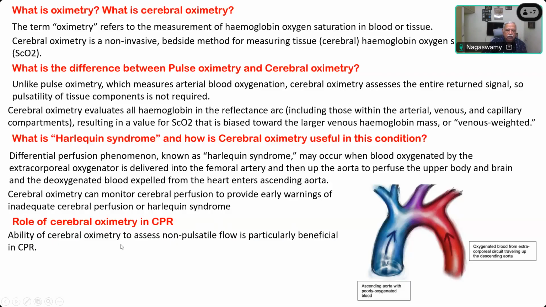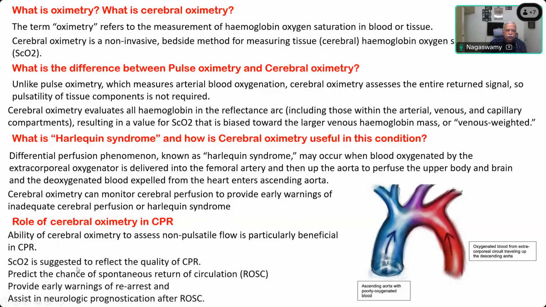So the ScO2 is suggested to reflect the quality of CPR, predict the chance of return of spontaneous circulation, provide early warnings of arrest, and assist in neurological prognostication after return of spontaneous circulation. So all these advantages are there by monitoring cerebral oximetry in CPR also.